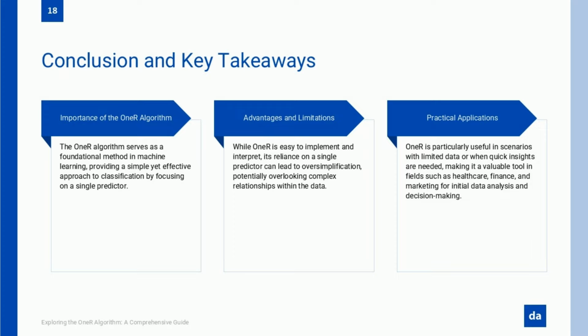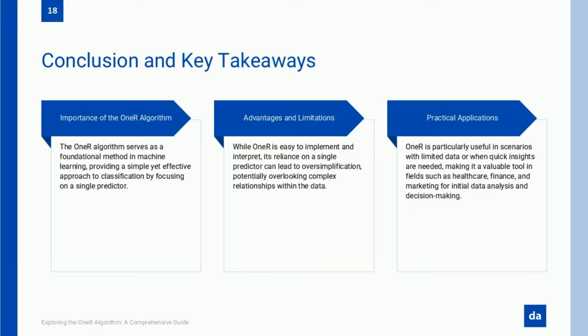Despite its strengths, OneR has limitations. Its reliance on a single predictor means it may not always capture complex relationships within a dataset. While this makes it easy to interpret, it can sometimes lead to oversimplified models that lack the predictive power of more advanced techniques. However, in cases where one predictor clearly dominates, OneR remains an effective tool.